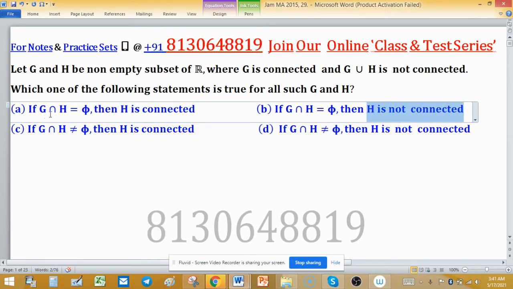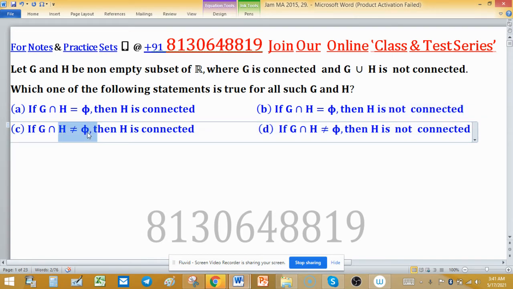Which means if one option is true from A and B, then the other will be discarded. C: If the intersection is not equal to phi, or non-empty, then H is connected. D: If the intersection is non-empty, then H is not connected. If one option is true from C and D, then the other will be discarded.